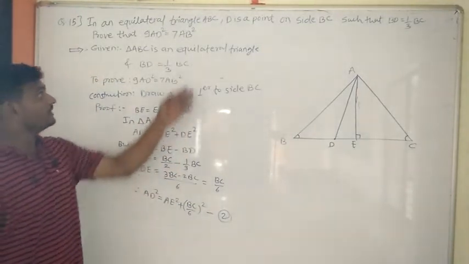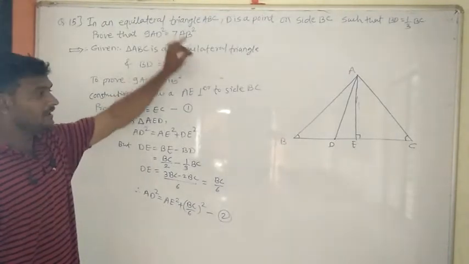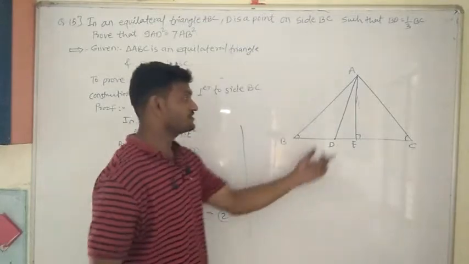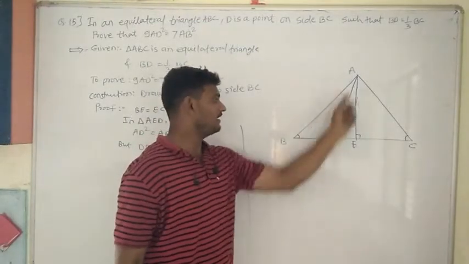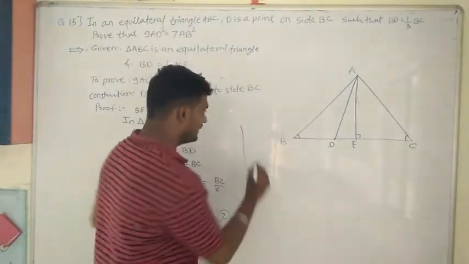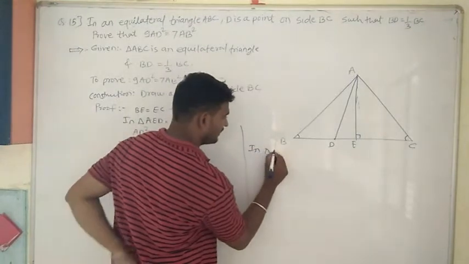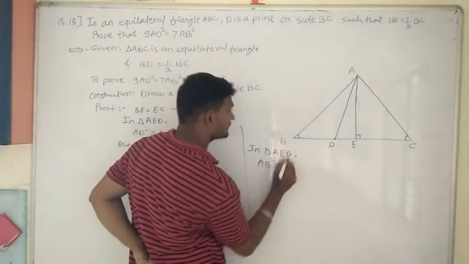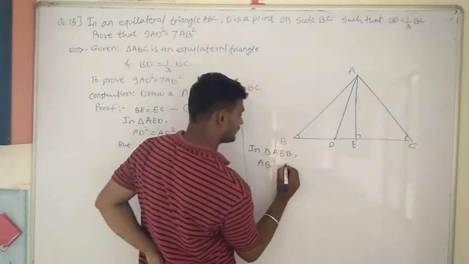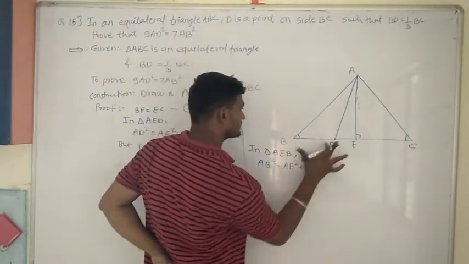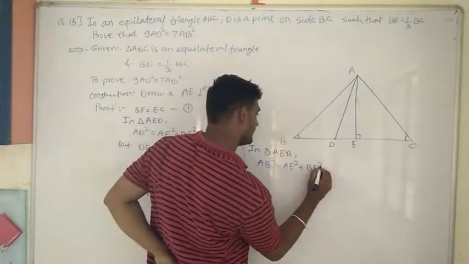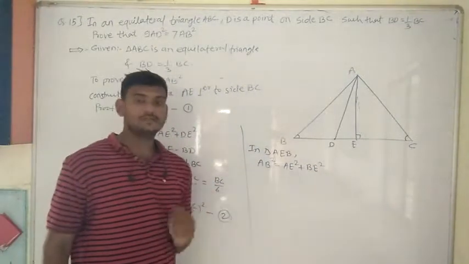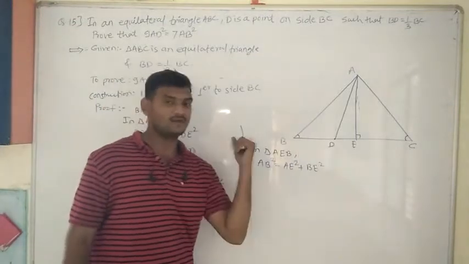Now, also in the proof we want AB square. In which triangle will we get AB square? In triangle AEB. In triangle AEB, AB square is equal to AE square plus BE square. Now, we don't want this BE square. We have to remove it.